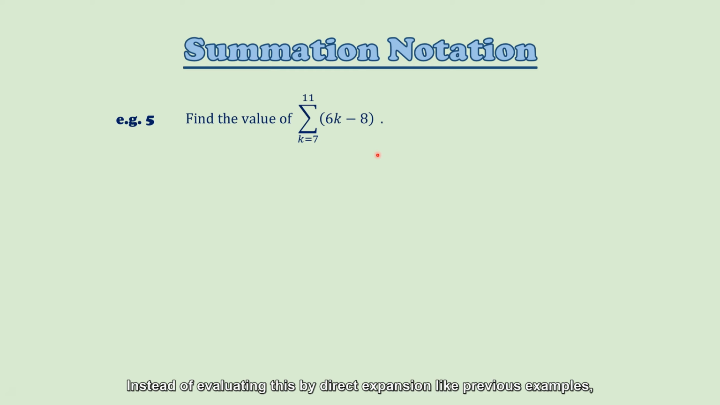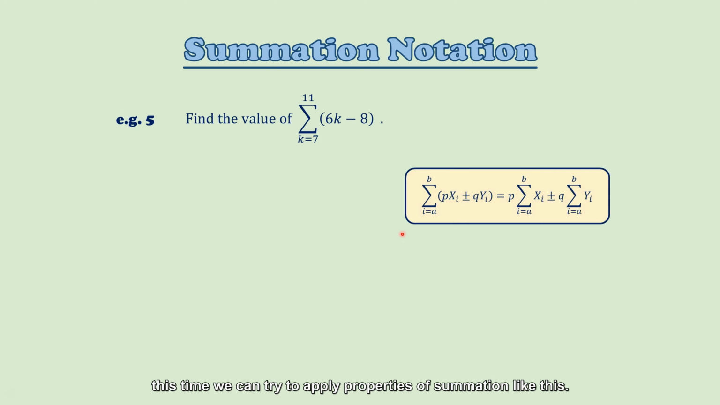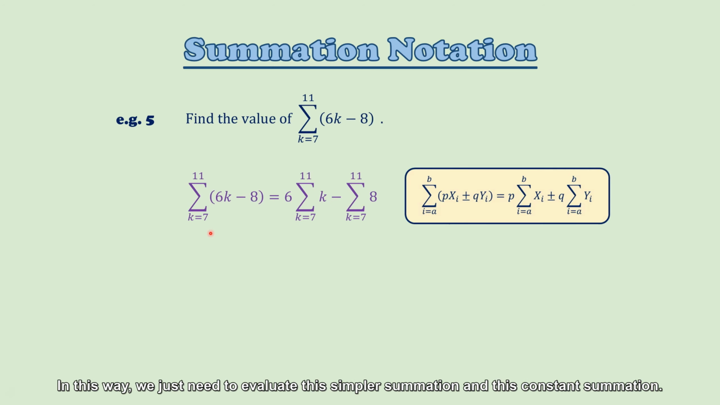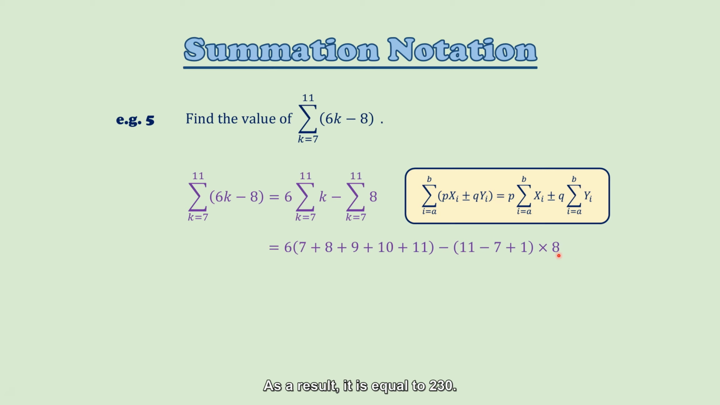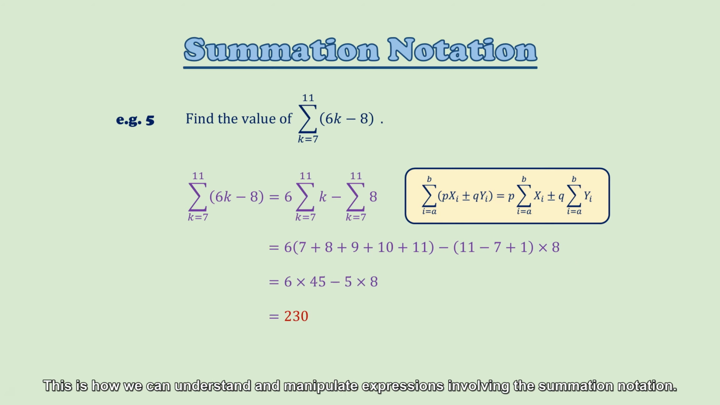Instead of evaluating this by direct expansion like previous examples, this time we can try to apply properties of summation like this. In this way, we just need to evaluate this simpler summation and this constant summation. As a result, it is equal to 230. This is how we can understand and manipulate expressions involving the summation notation.